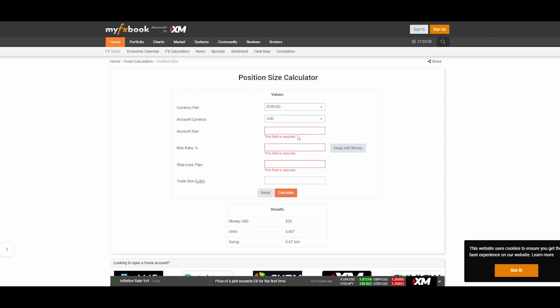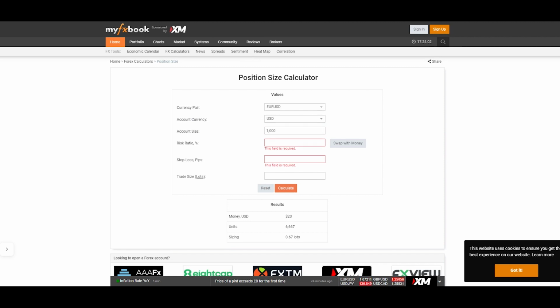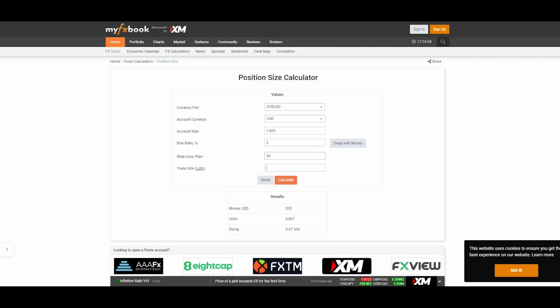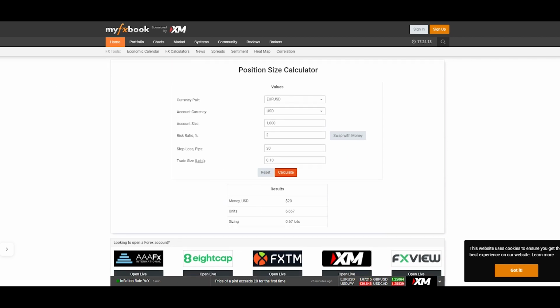So let's say your account size is $1,000 and you want to risk 2% of your account right here, and you have your stop loss for 30 pips, and your trade size, let's say it's a lot, something like this. So now click on calculate. Right here you have your results. It says you have a risk of $20. In this case, if your stop loss is hit, you will lose $20, or if your take profit is hit, you will make $20. Recommended unit is 6,667 units, which is 6 micro lots. And here you can see it's 0.67 lots. This is how you can check your risk as well.